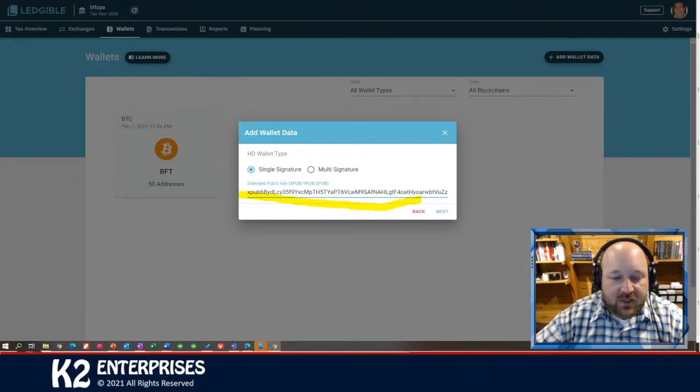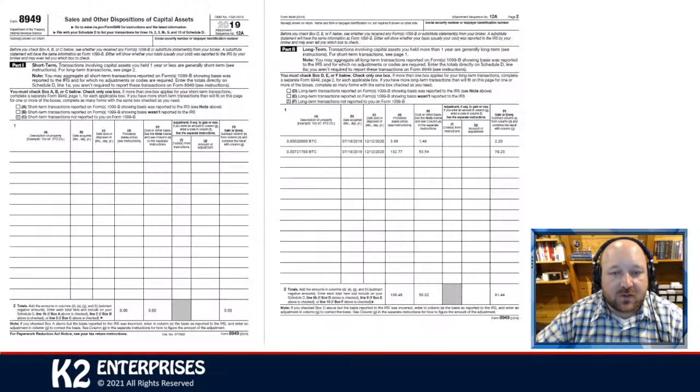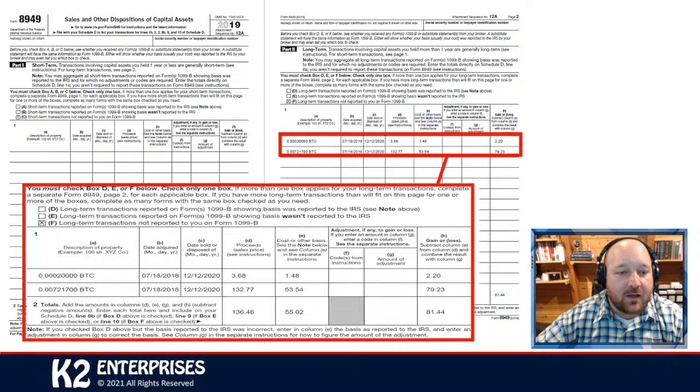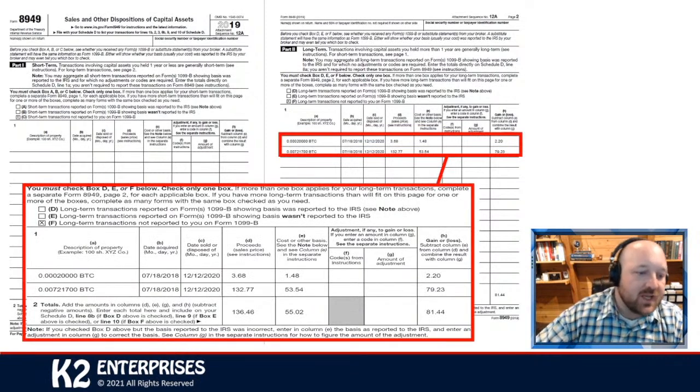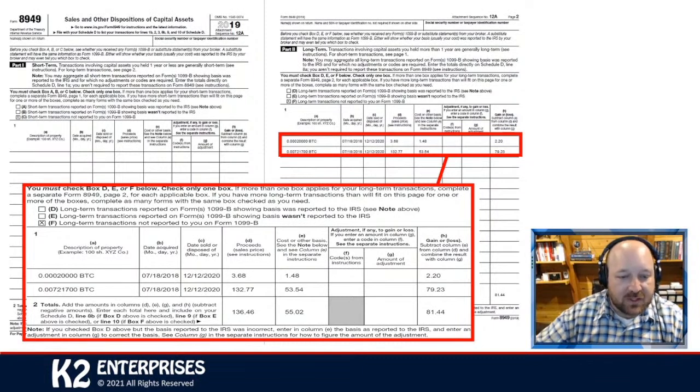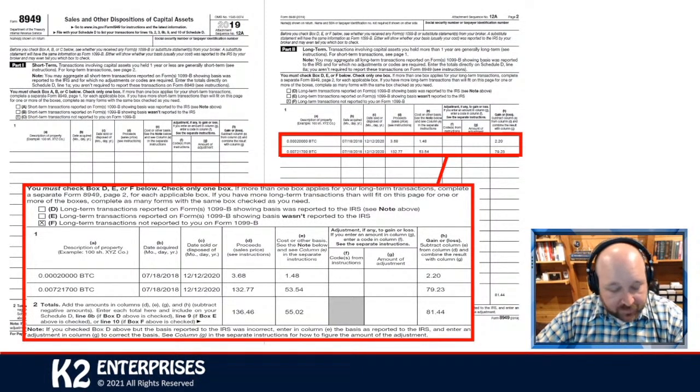And ultimately, what it is trying to do is produce the necessary information so that you can put the right data in the tax return. So you could say, here's the Bitcoin, here's what I bought it for, here's what I sold it for, here's the taxable position, gain or loss.